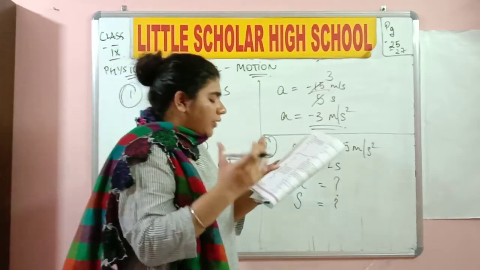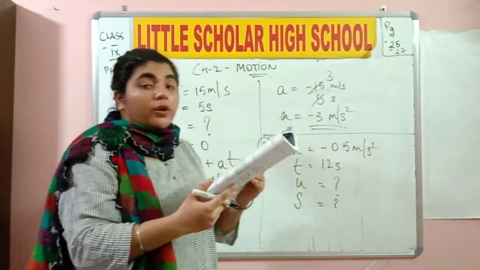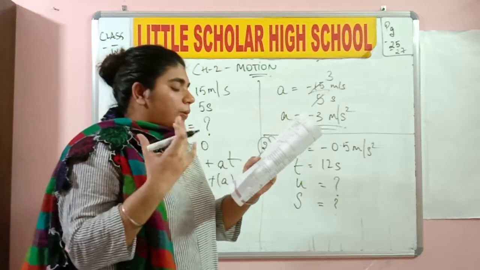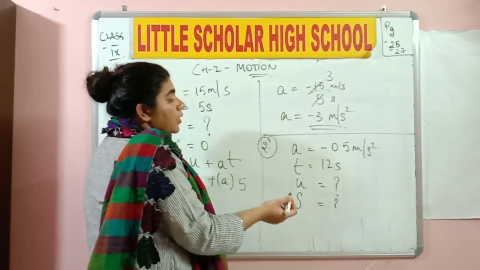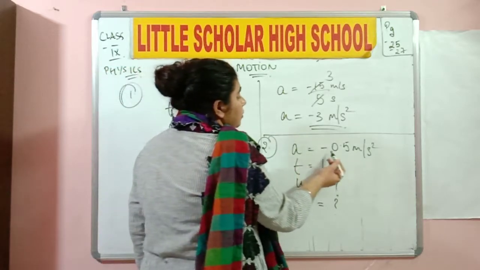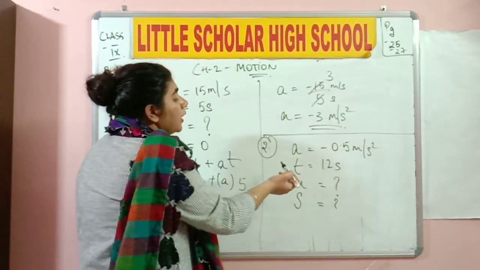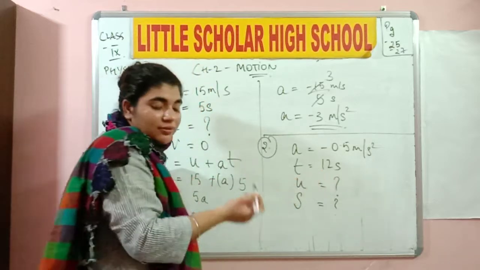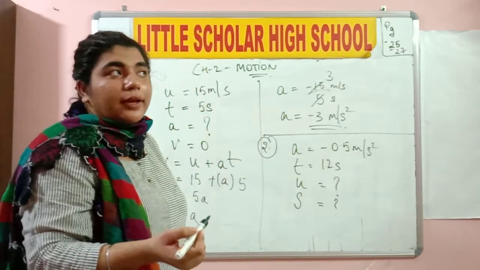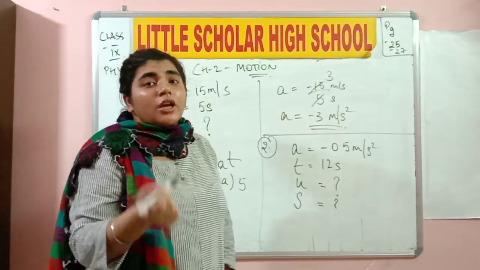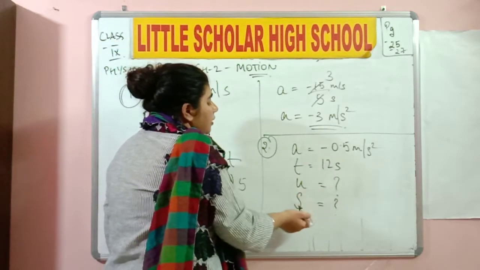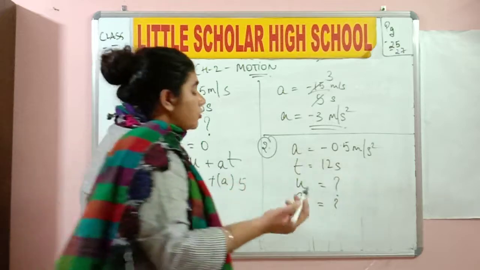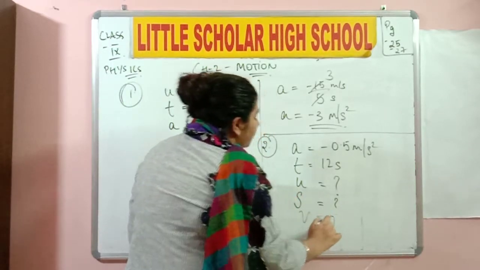Okay, this is, I know, a bit clumsy, but we are going to try to do it. It is going to be very simple. Don't worry about it. So the data that is given to us is acceleration is 0.5 meters per second square. Time is given as 12 seconds. What is this time over here? It is nothing but the time taken by the bus to stop after applying the brakes, and the initial velocity and the distance need to be found out. What is going to be the final velocity? It is going to be 0.